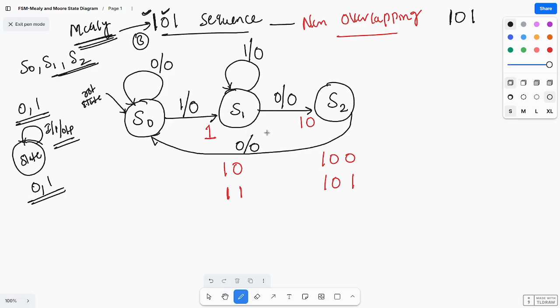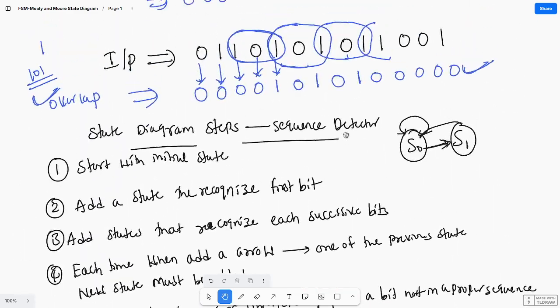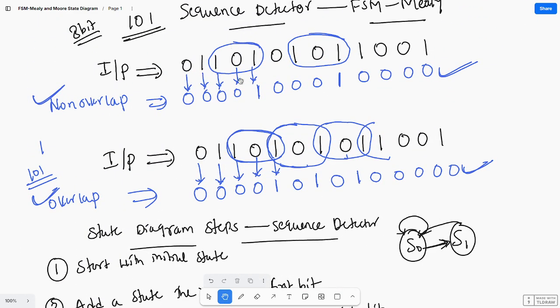And this is non-overlapping, okay. This is nothing but non-overlapping. So 1 0 1, I got the sequence. Whatever sequence I am searching, I got the sequence. So when I get the sequence, it will start from the initial state, no? We already saw this in the random sequence. That means in non-overlapping, when you get the sequence, it will start from the initial state.